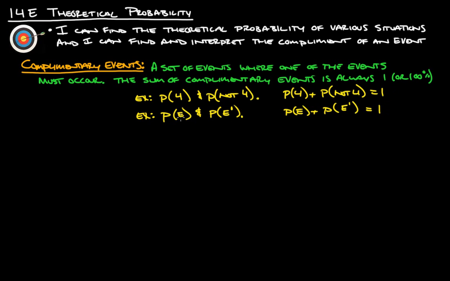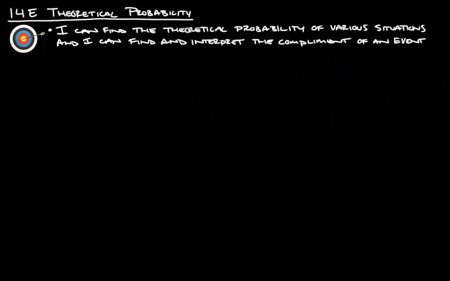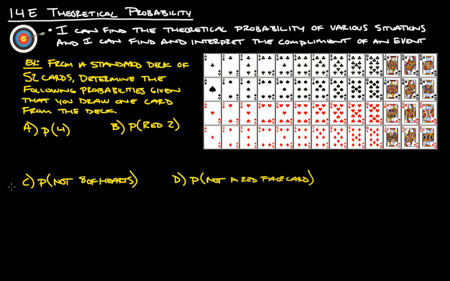Another way to write that would be the probability of event E and the probability of the prime of event E. So those are complementary events. Let's just take a look at an example that might help out.